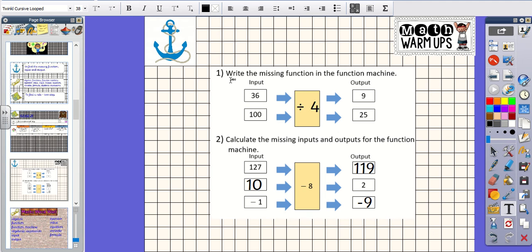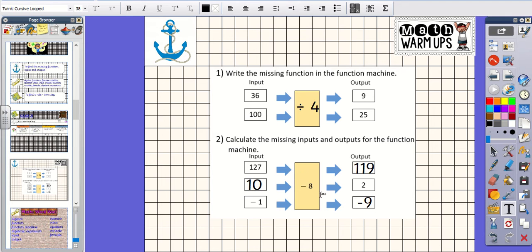Okay then, so for the number 1, you should have found out that the missing function is divided by 4. So 36 is our input, divided by 4 is our function, and 9 would be our output. That works the same with 100 as our input, divided by 4 as our function, and then 25 as our output. So then for question 2, you had to calculate the missing input and then the two missing outputs.